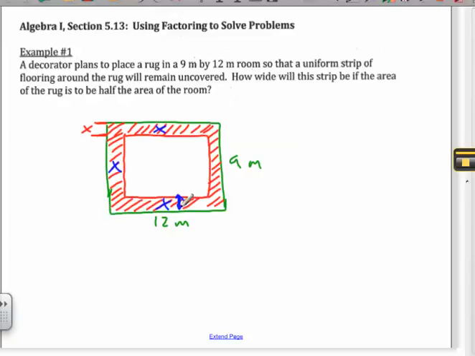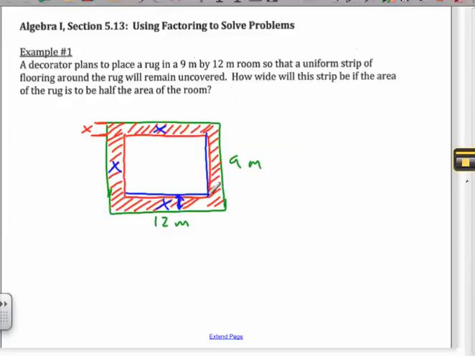Okay? Now it says, how wide will this strip be? So that's what I'm looking for, right? I'm looking for x. How wide is it? How wide will this strip be if the area of the rug, that means this side times this side, is half the area of the room, which is 9 times 12. Now, let's try and set up an equation for that. This takes a little bit.